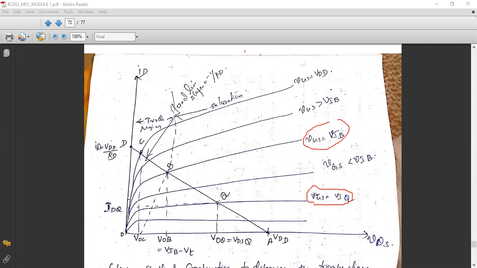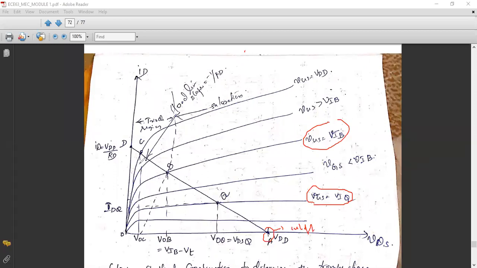So what will happen if you fix the Q point towards A, which corresponds to cutoff? What do you mean by cutoff? Cutoff means zero current. If your current is zero, your output voltage is equivalent to VDD. So that will lead to clipping of your input waveform, and that is not a faithful amplifier.